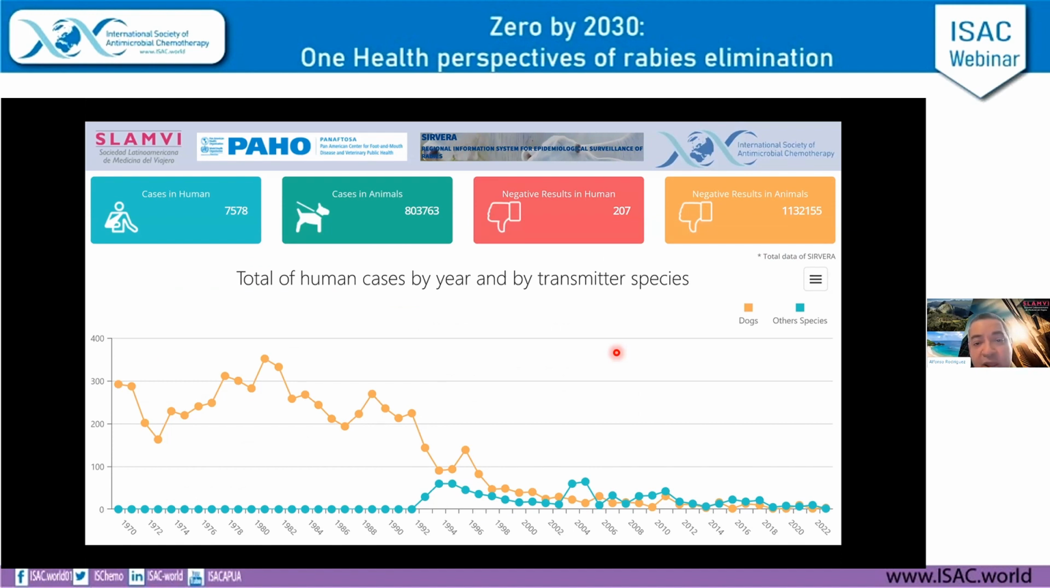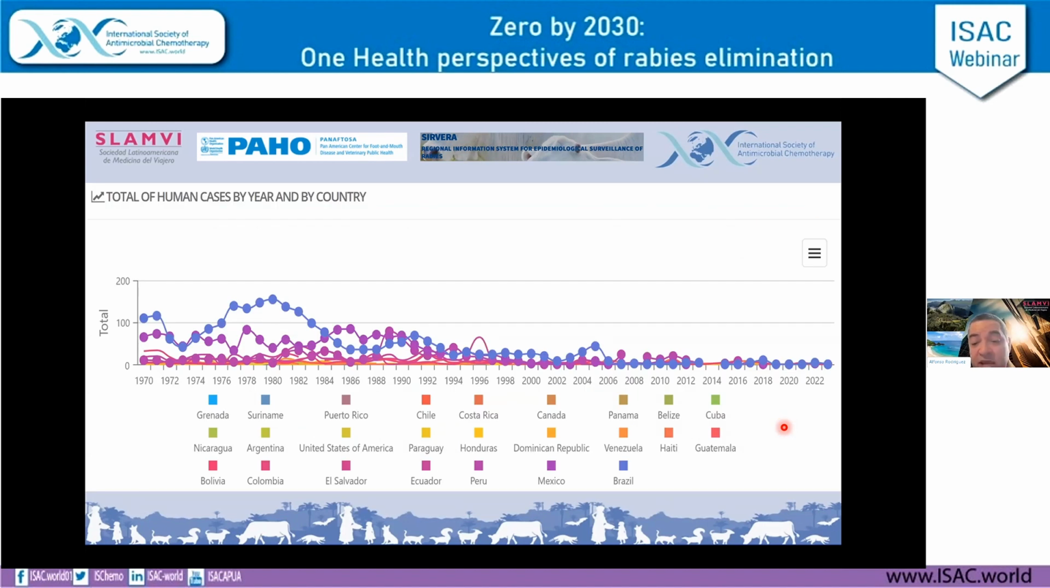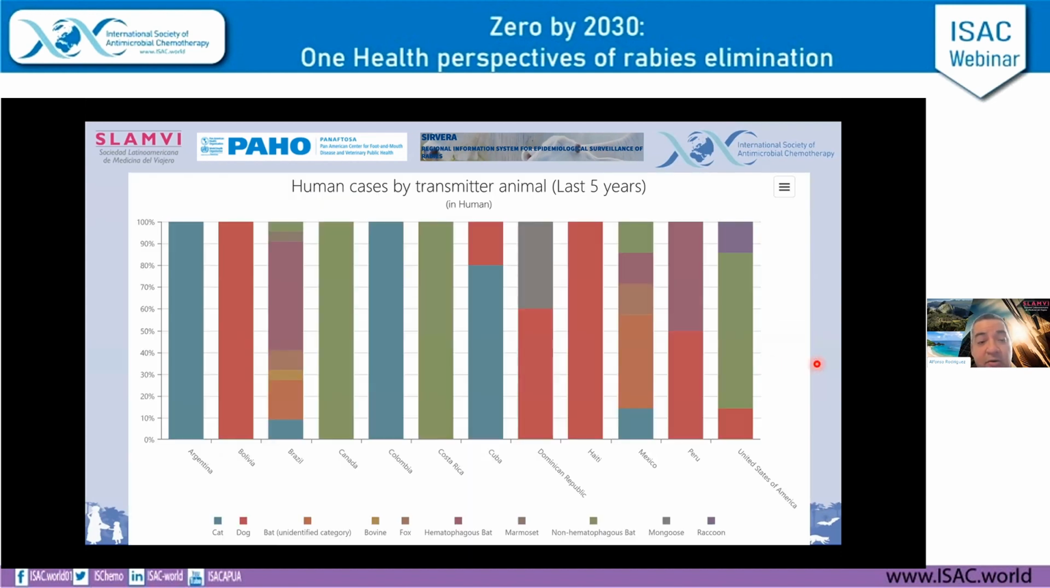From the surveillance system in the Americas, it's interesting to see the reduction in the number of cases I mentioned, including human cases from dogs and other species in the region. But we still have to remember that we have cases, and this is important as the goal is to reach zero. You may see here the countries, especially Brazil and Mexico, reporting cases all over the period of time.